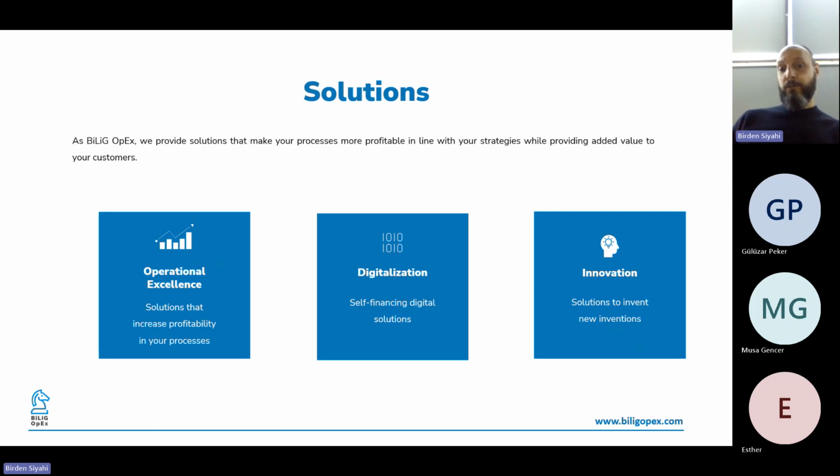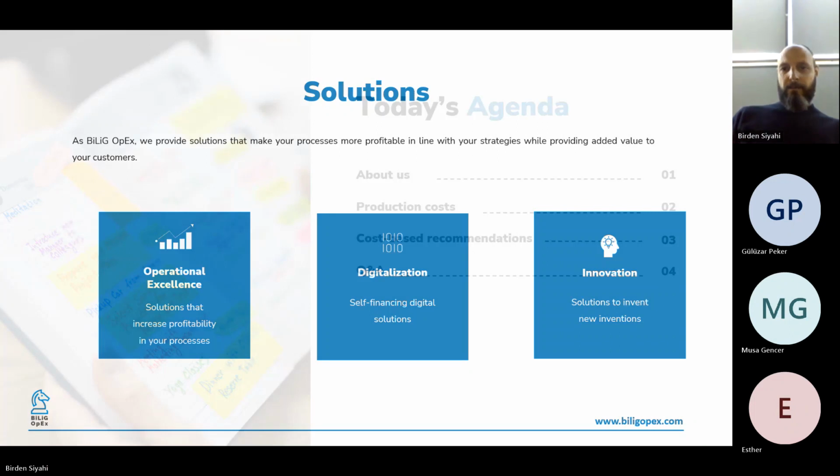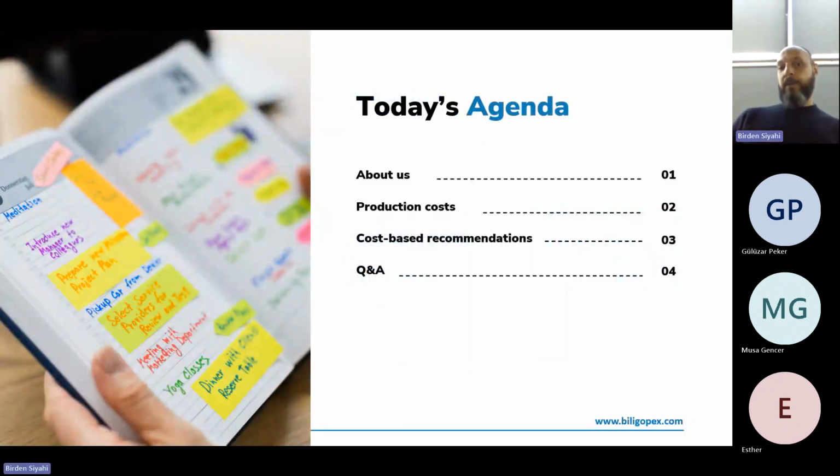And we provide digitalization solutions like RPA, BPM, process mining, machine learning, and things like that. We have also combined operational excellence with digitalization. So we not only do Lean Six Sigma projects, but also implement digitalization solutions to improve your operational excellence activities as well. And also use methodologies like TRIZ or DFSS, Design for Six Sigma, to invent new inventions for your processes and your products as well.